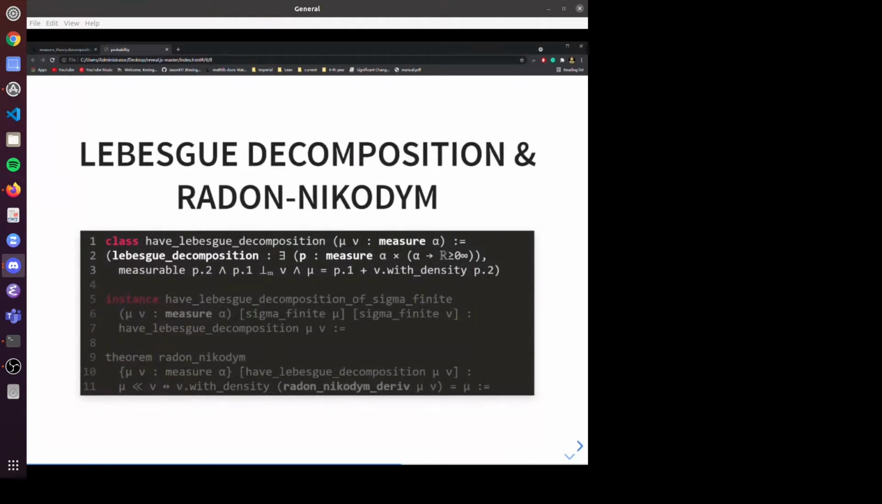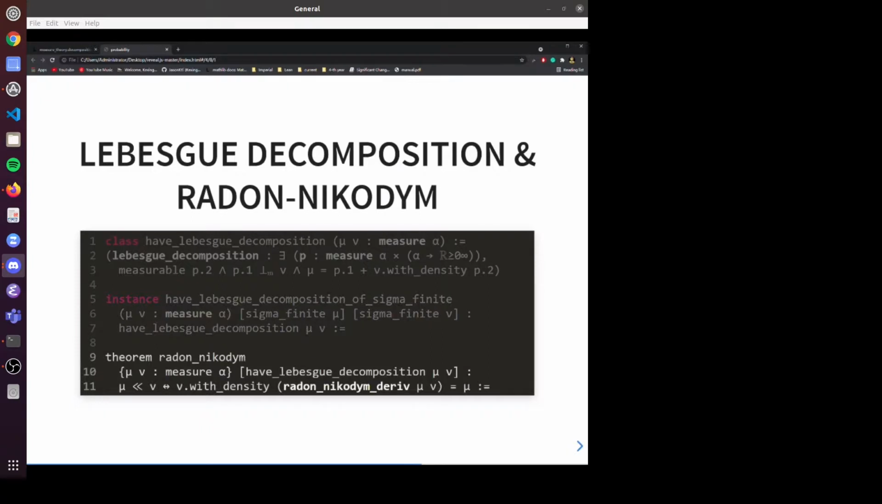So here I have the Lean statements for the Lebesgue decomposition and Radon-Nikodym theorem. The Lebesgue decomposition is here. It's an existence statement, and in Lean, we've decided to make this into a class. So it says there exists some measure and a function such that, it's a technical statement, right? So we don't need to go into too much detail, but the main result is we are able to show that a pair of sigma finite measures have Lebesgue decomposition.